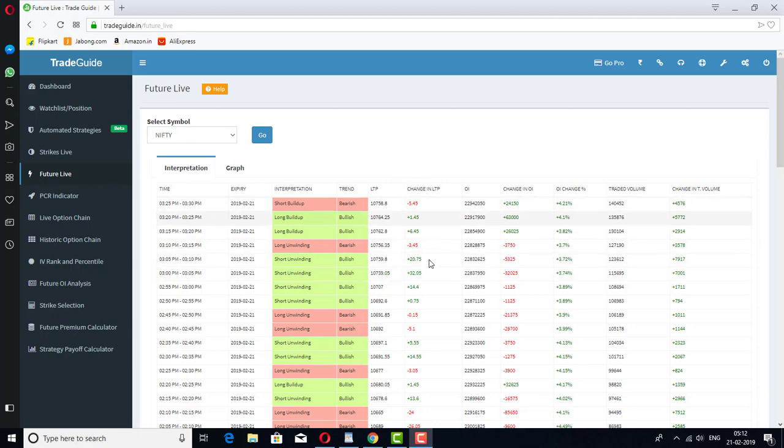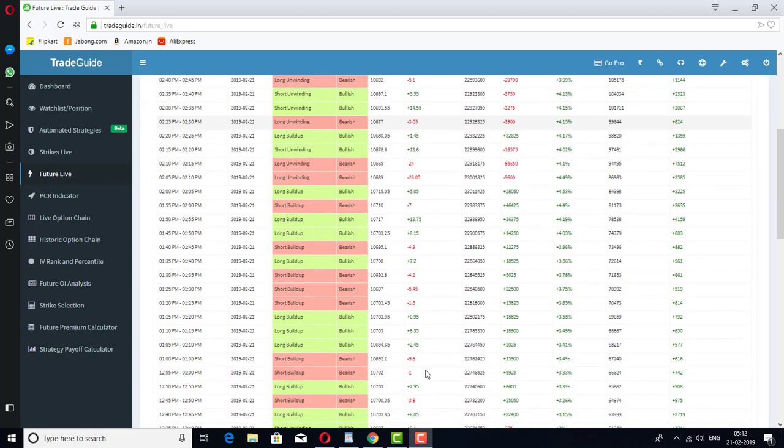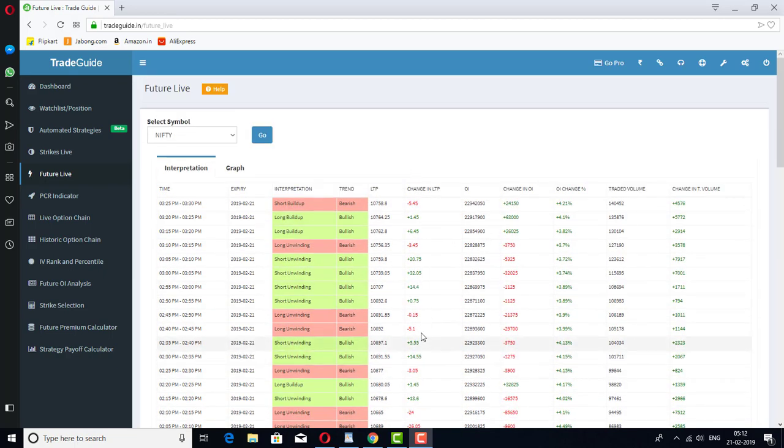Okay. So change in premium again is categorized in this column to make things simple. If you take an example from here, and if you subtract this by this, you will get the change in premium. 10,739.5, 10,759.8, and if you add 20.75 to this value, you will get this value. So this basically represents the change that has taken place in the 5 minutes interval. Okay, now we move on to the next column.